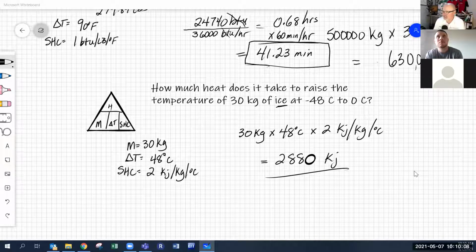Has everybody got sensible heat down? Remember, sensible heat is only for change in temperature. We could change the temperature of ice, we could change the temperature of water, we could change the temperature of steam. We could just get it hotter. We're not changing any state.